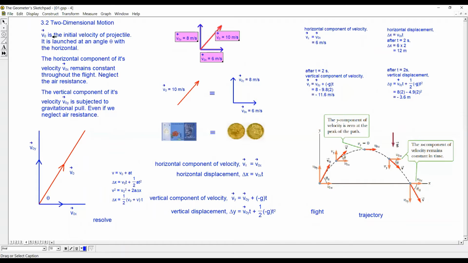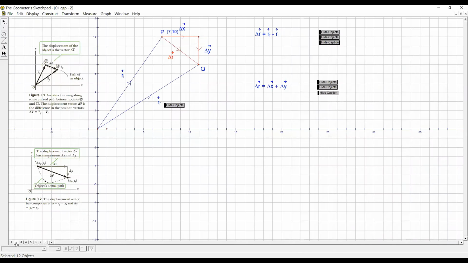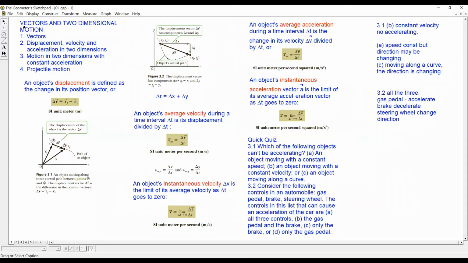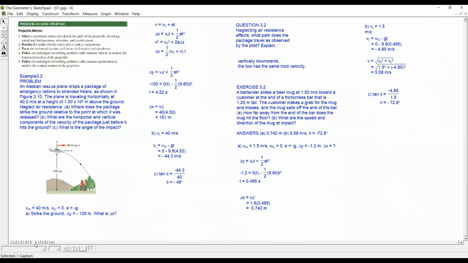Chapter 3, in the syllabus it is, where is it? In your syllabus it is this one. Vector and two-dimensional motion. The last one, projectile motion. So actually this chapter there's also relative velocity, but it is not inside your syllabus. So we're not going to do relative velocity.